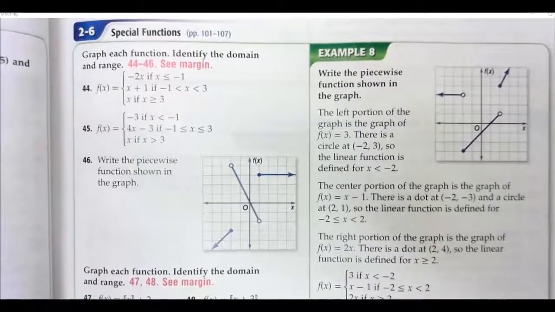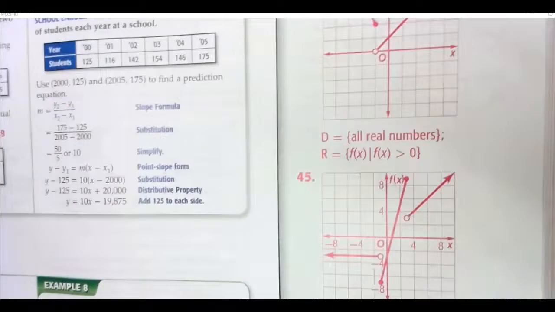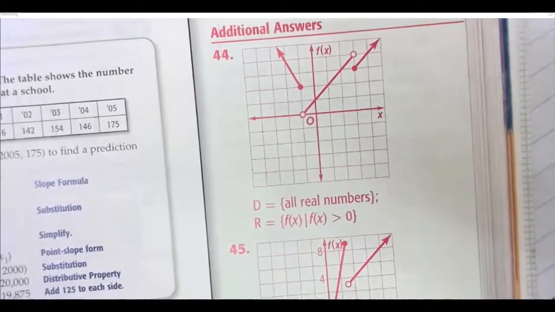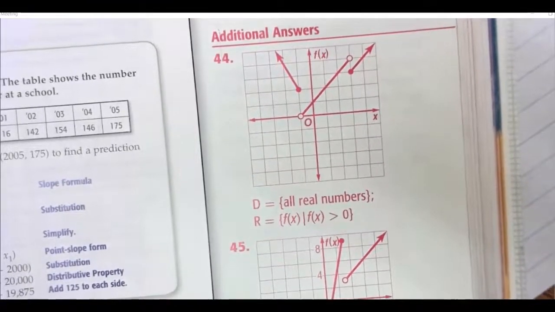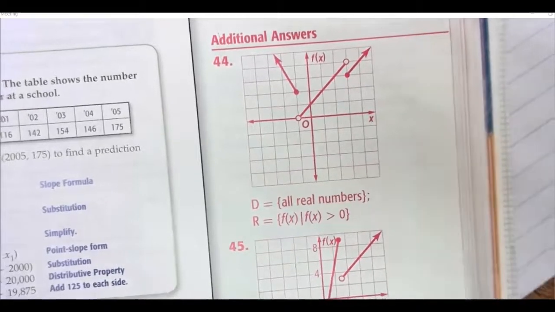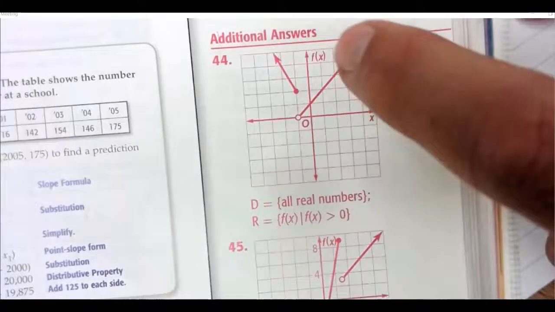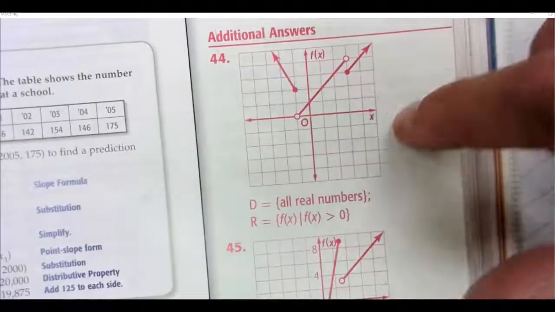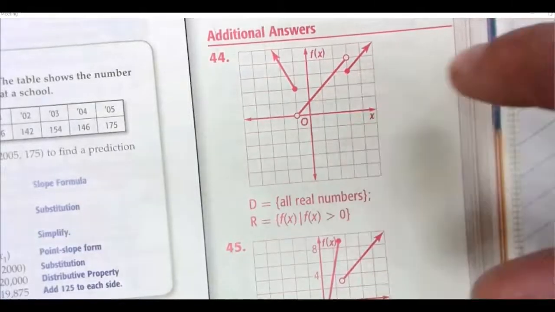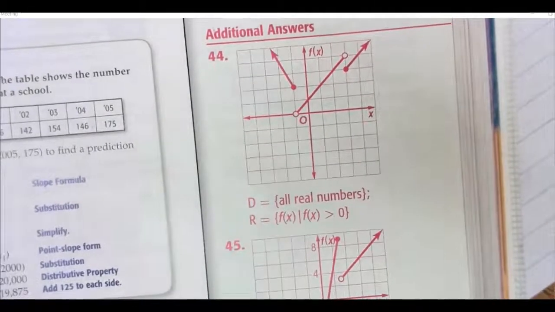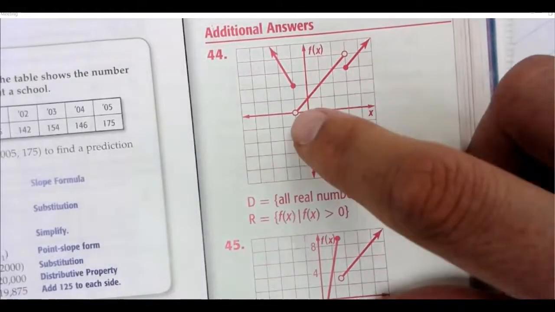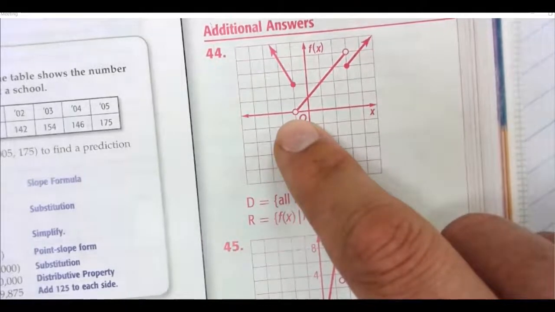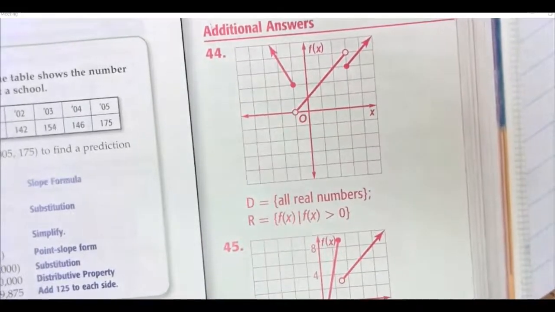Okay, 44 and 45 asked you to graph. So their graphs are over here in the margin. And 44, you had a piecewise made up of 3 segments with breaking points at -1 and 3. You can see here that this line was decreasing, increasing, and increasing. That being said, the domain is all reals because for every x, there is a value of y. And then the range is going to be from 0 to infinity because 0 is the lowest point. 0 is not included because it is an open circle.